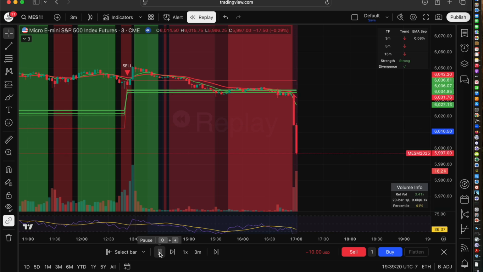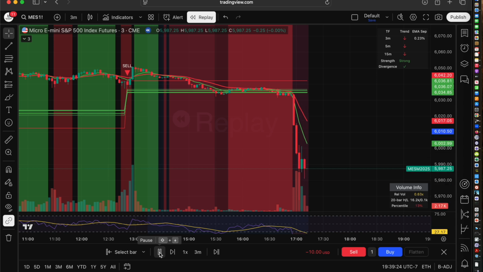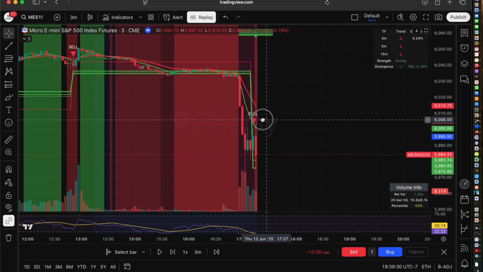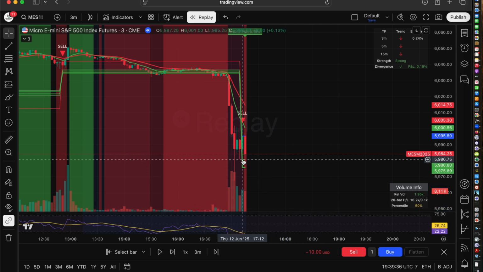It's already 5 o'clock. We're gonna get this. There you go. Yep. There's a sell signal right there. Obviously, if you're trading real time, you would have caught it as this bar closed.